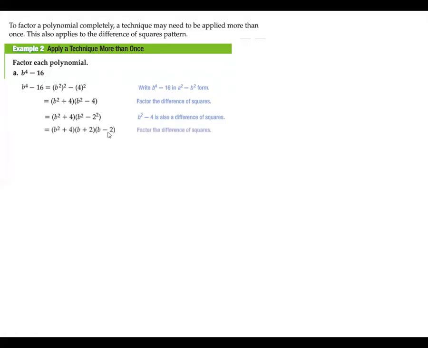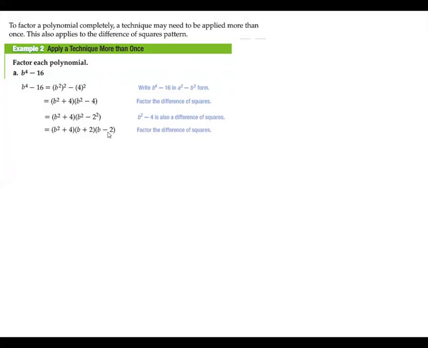So to factor a polynomial completely, a technique may need to be applied more than once, and this also applies to the difference of squares pattern. So if I look at b to the 4th minus 16, b to the 4th is really b squared squared, and then 16 is really 4 squared. So I could write that as b squared plus 4 times b squared minus 4. But notice the b squared minus 4 is also a difference of squares. Pretty cool, huh? And I could think of b squared minus 4 as b squared minus 2 squared and then factor that one: b plus 2 times b minus 2.